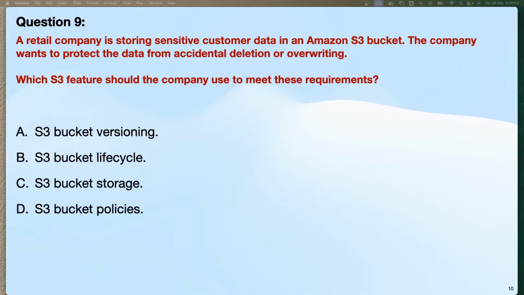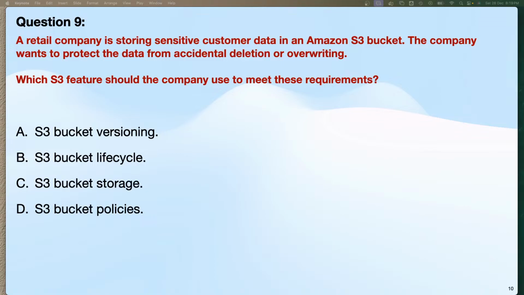So in Amazon S3, what will help with accidental deletion or overwriting? The question is looking for which feature. You have 4 options here. S3 bucket supports versioning, yes. S3 bucket supports lifecycle also. Lifecycle is meant to move objects from one storage to another so that you can reduce the cost by moving objects from hot storage to cold storage. And S3 storage types themselves are not for accidental deletion.